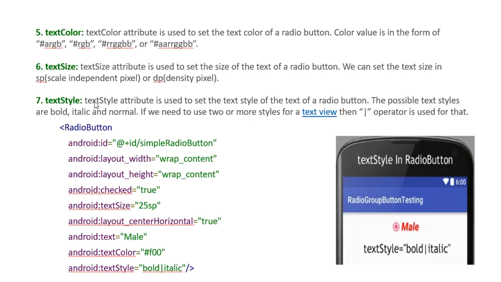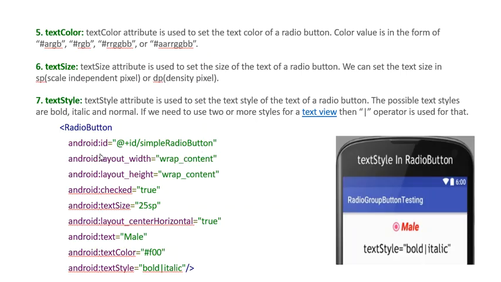And text style: the text style attribute is used to set a text style of the text of the radio buttons, and the possible text styles are bold, italic, and normal. And if we need to use two or more styles in the text views, then the vertical operator is used for that, and the radio group is there.